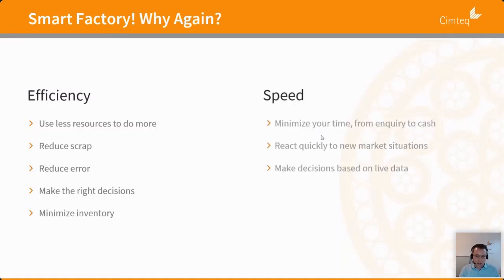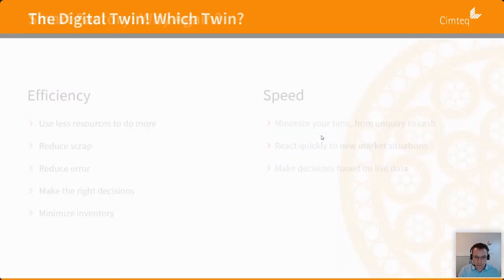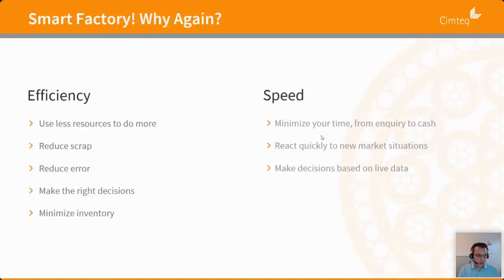And you want to do that quickly. Minimize, as I said, your cash-to-cash cycle, react quickly to new market situations, and make your decisions quickly based on your live data, on the current situation, not on data from last year. So far, any questions?